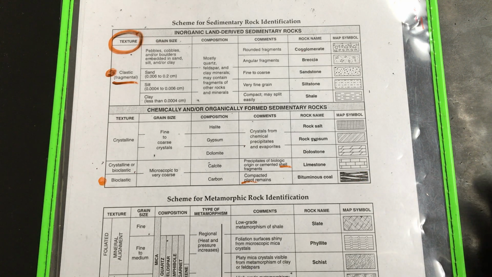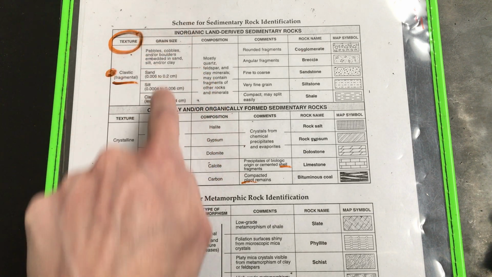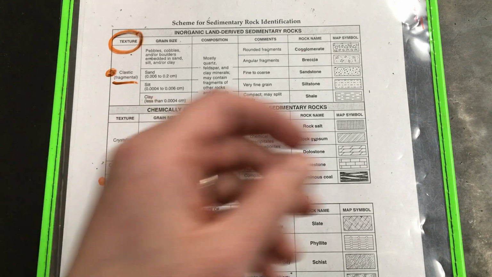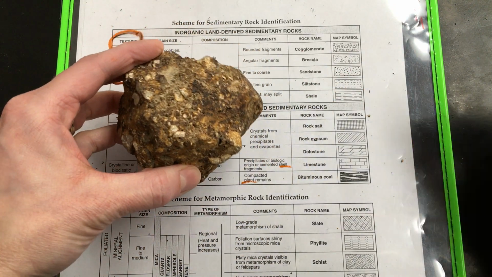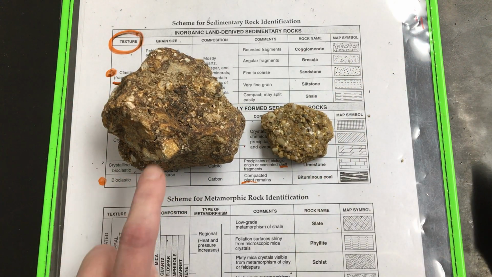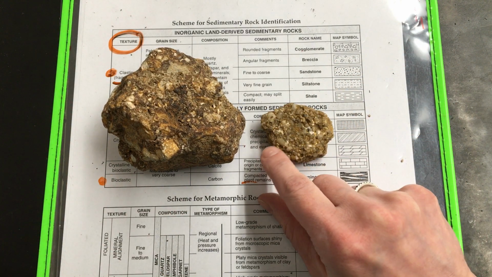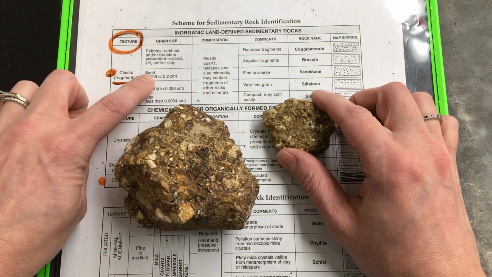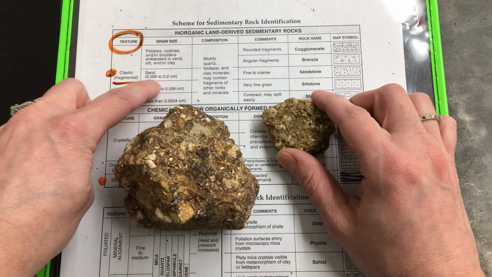So let's start with our clastics up here and determine different grain size. So pebbles, cobbles, and boulders embedded in sand, silt, and clay. Sometimes you can call that gravel. That's going to be a mixture, but you are going to see very large size sediments in them. So when you look here, that's a sediment and that's a sediment. They are larger in size, larger than our sand, which the size is right here.